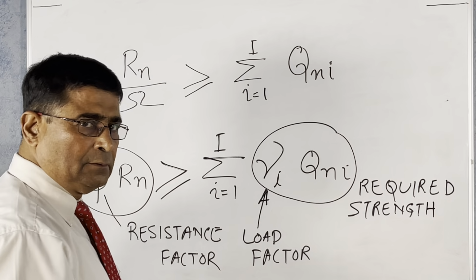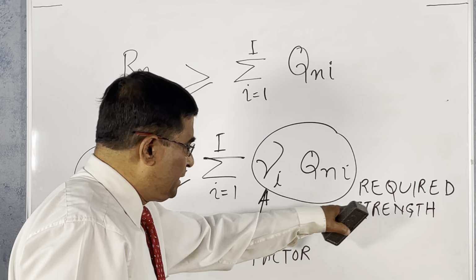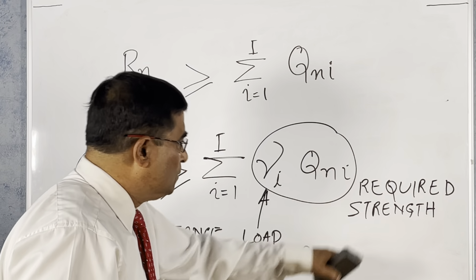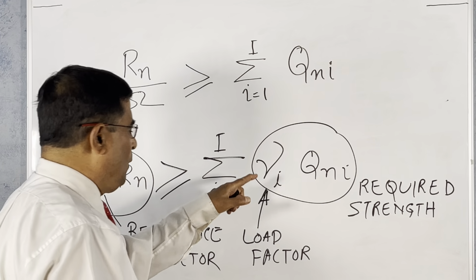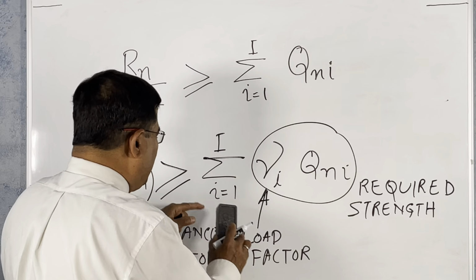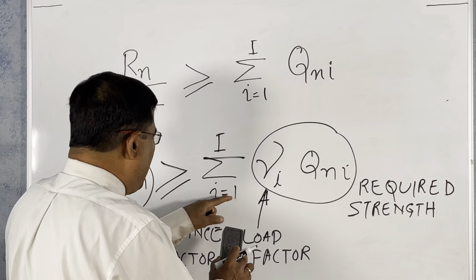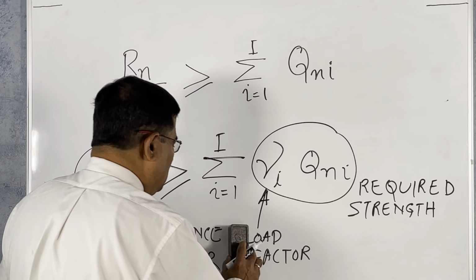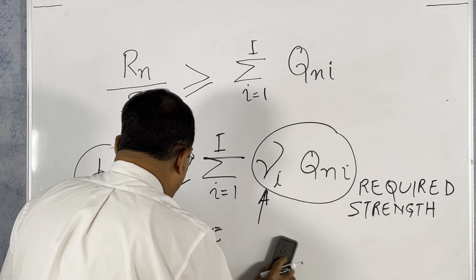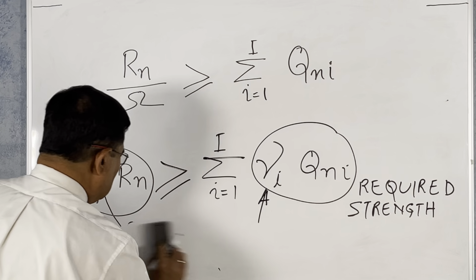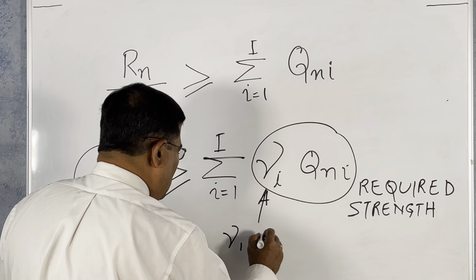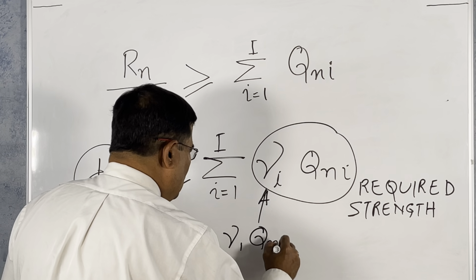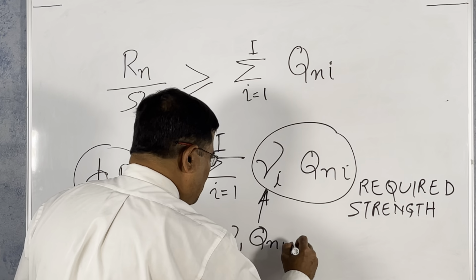Required strength. This required strength is needed to counteract the external forces. And what happens? Why this gamma i going from 1 to i? This is called load combination. That means it is something like that: gamma 1, Qn1, this is for dead load.